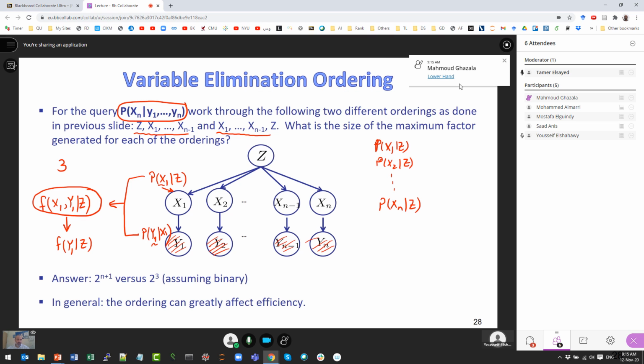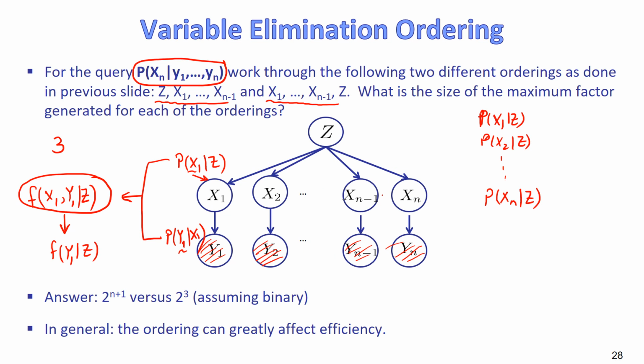Mahmoud, do you have any other thoughts? P of z also involves z, of course, right? We have z here. Okay, so it's all the factors that are associated with these nodes and also the factor that is with z. So this is all the factors that involve z.